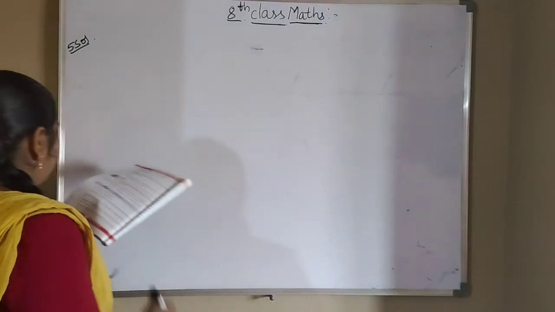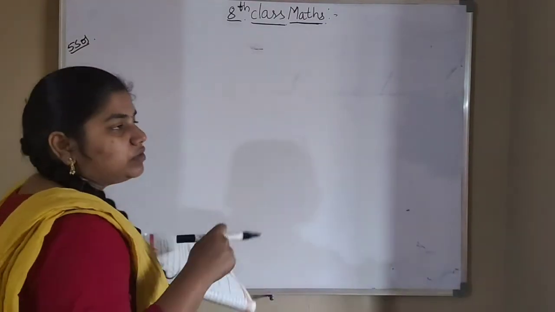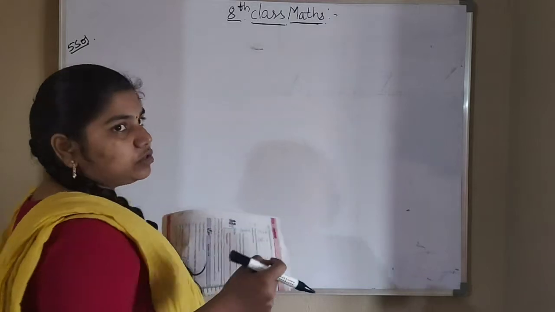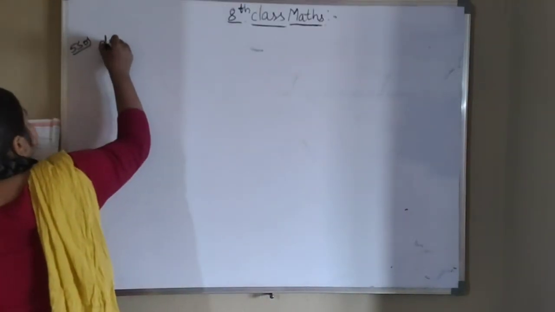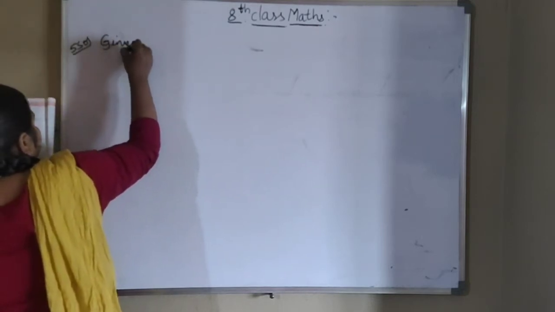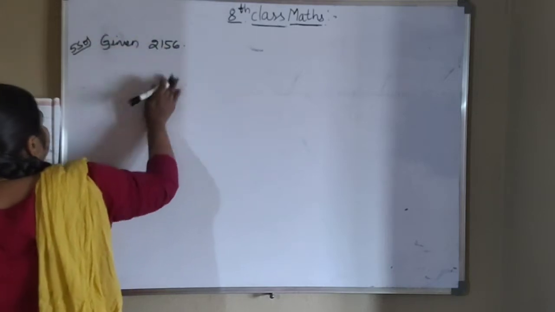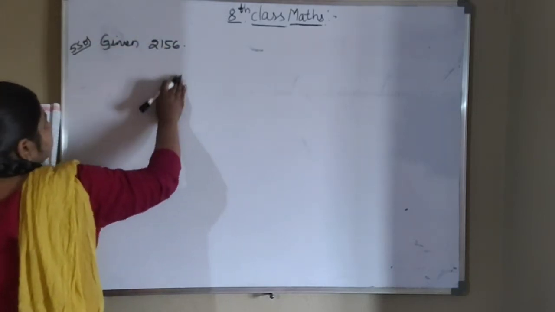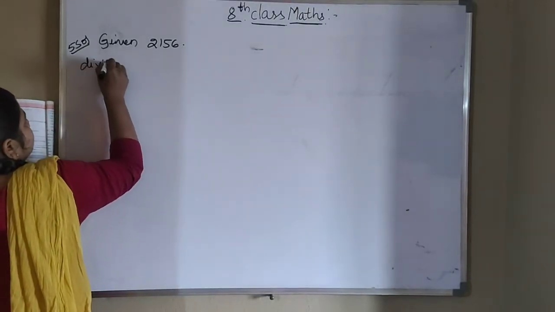So first we will see what divisibility rules we have to write. That is for 11 and 7. First write the divisibility rule of 11 and also the divisibility rule of 7. What is the given number here? The given number is 2156 and we have to check whether it is divisible by 11 and 7. So I am writing the divisibility rules first.